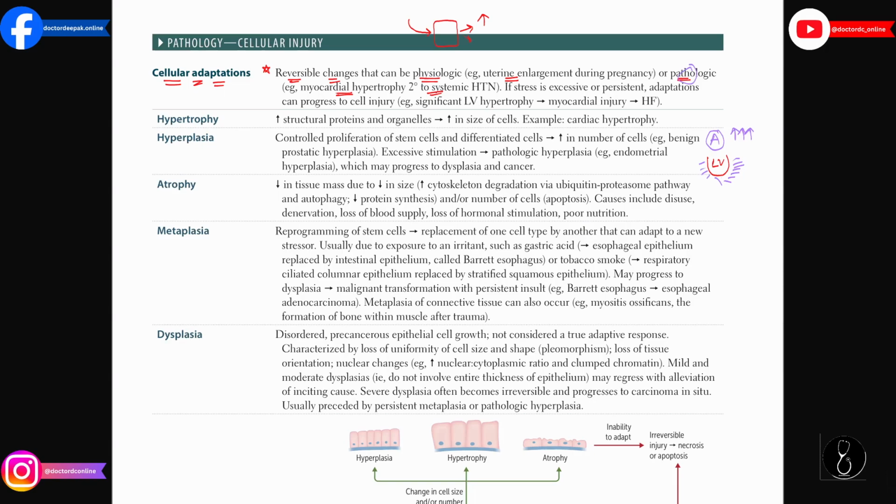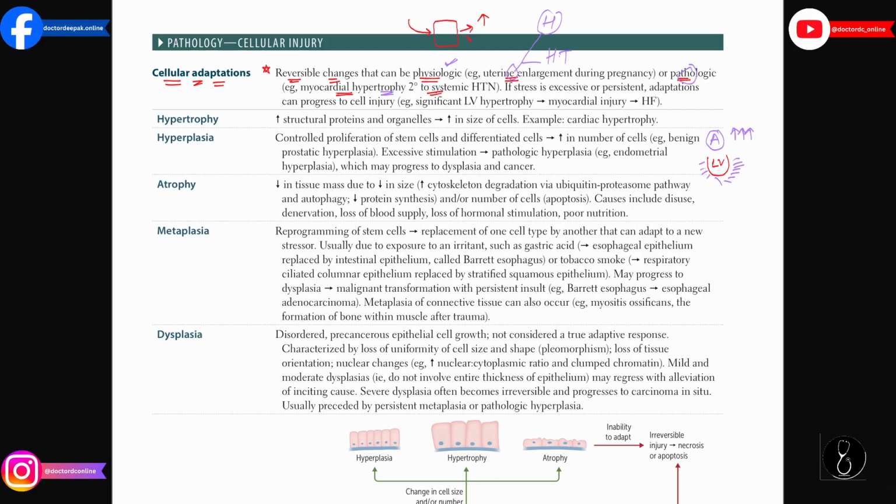So that's why they mention here that cellular adaptations can occur at the physiological level, like during pregnancy. We know that uterus size is increased. Why is uterus size increased during pregnancy? You have to keep in mind that during pregnancy, uterus size is increased because of hyperplasia and hypertrophy. This is an example where hypertrophy and hyperplasia occur together, and that is an example of physiological adaptation. In pathological, we have systemic hypertension that will lead to myocardial hypertrophy. So this is about simple reversible changes.